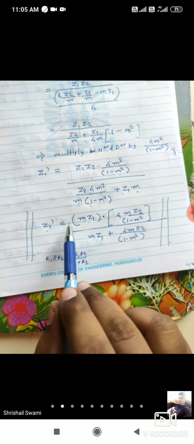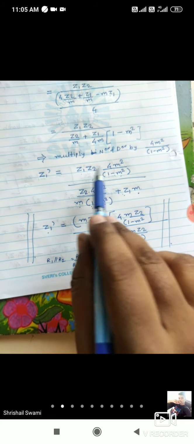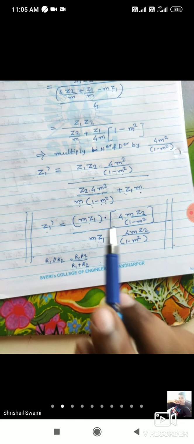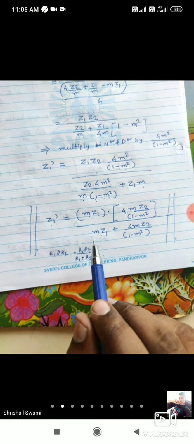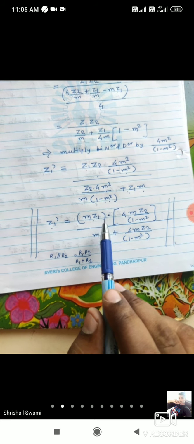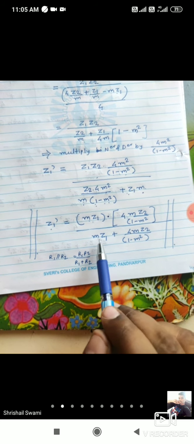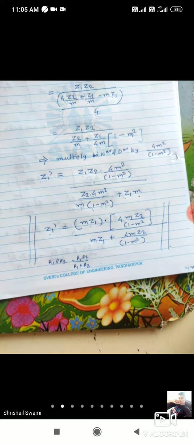Once you understand this, just simply I have rearranged, फक्त हे काय केलं, simply rearrange केले, so that we will get the conclusion that the Z1 dash is replaced by the parallel combination of two impedances, and that will be the conclusion point of this T section. So this pi section. So finally we can write the pi section of m derived filter.